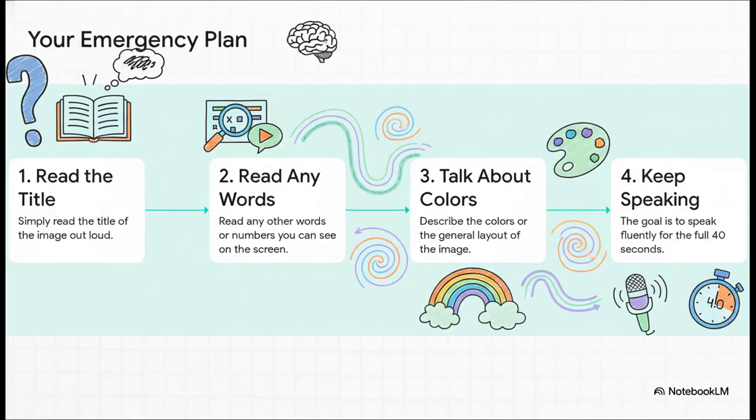So what if you see a super weird image and your mind just goes blank? Here is your emergency plan. It's so simple. First, just read the title out loud. Then, read any other words or numbers you can find. If you're still stuck, seriously, just start talking about the colors or the shapes. The only goal is to keep your voice going for all 40 seconds.